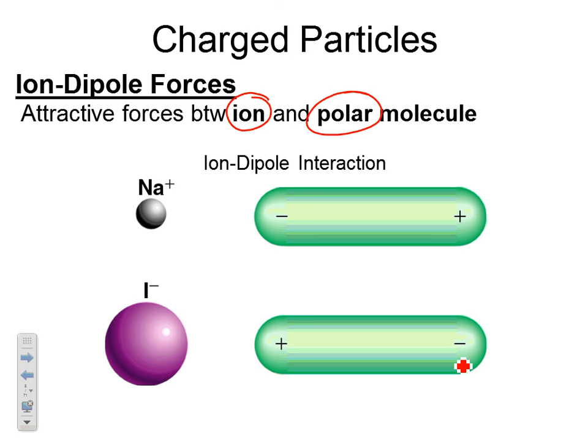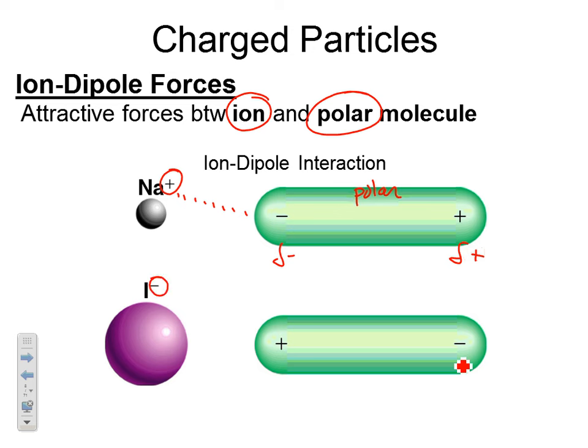So in this example with the sodium, the sodium has a +1 charge, and this is your polar molecule, which has the two different sides. So this is your partial negative, and this is your partial positive. Remember, these aren't whole charges, but there's going to be an attraction between the positive ion and the partial negative side of the polar molecule. You notice that the polar molecule has lined up accordingly.